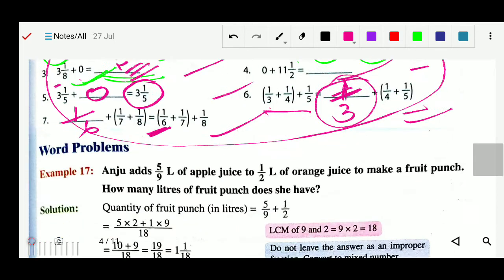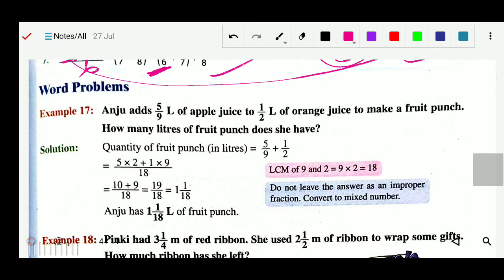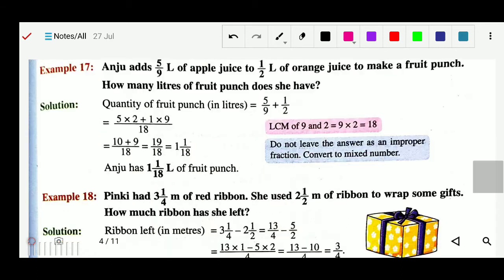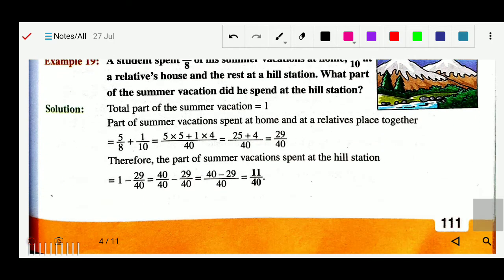Now the next chapter is all about word problems. It means the situation or problem is given in words and you have to find the answer, and the values of the word problem will be given in fractions. As we know, we can add mixed fractions, we can add a whole number and fractions, we can subtract fractions from a whole number. Combined addition and subtraction, that also we can do. So now let's solve our exercise. We will solve some solved examples.